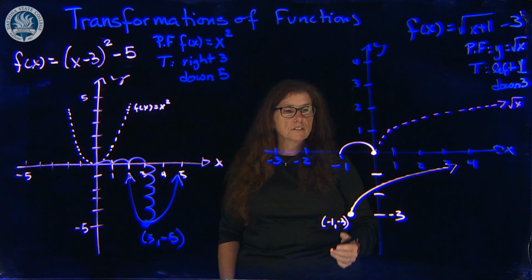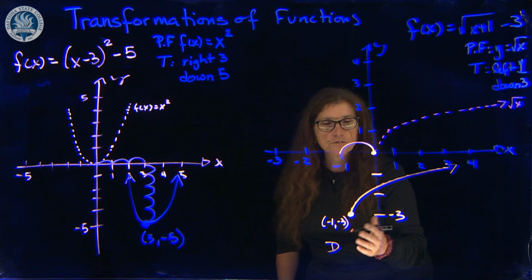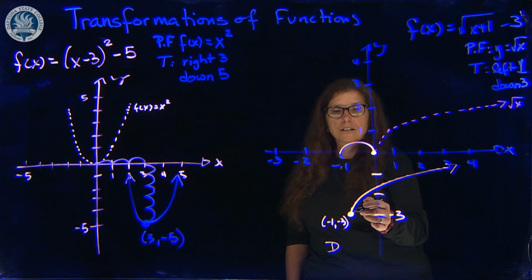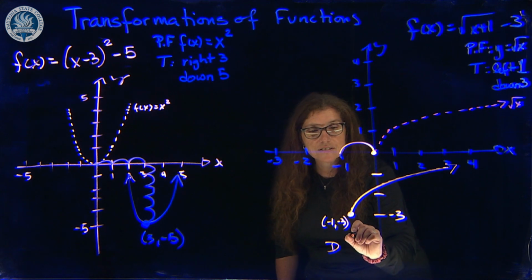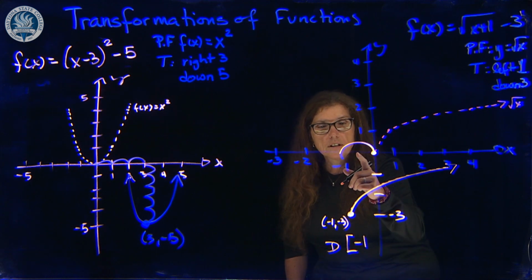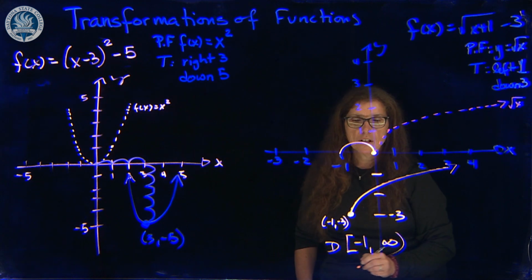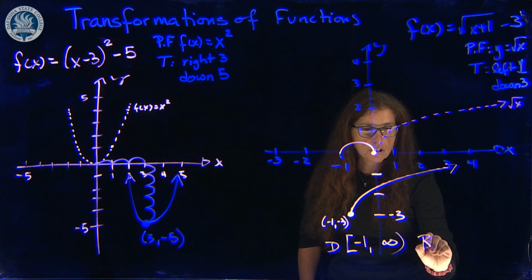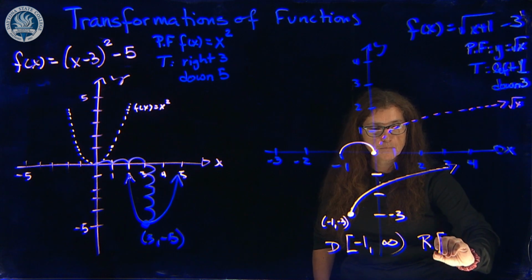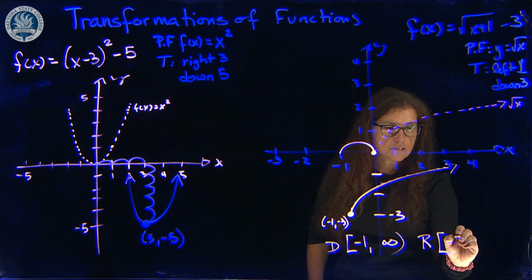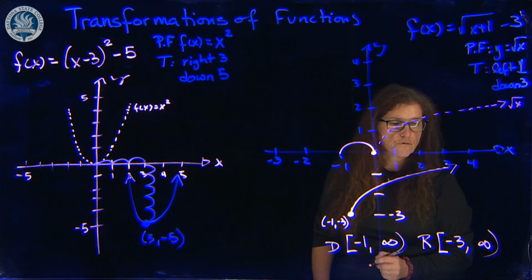Now let's take a look at this transformed function. What is the domain? The domain are your x values. This graph starts at negative 1, as you can see, and goes all the way to infinity. And the range: our lowest y value is negative 3, and we need a bracket because negative 3 is included, and it goes to the space station, which is positive infinity.